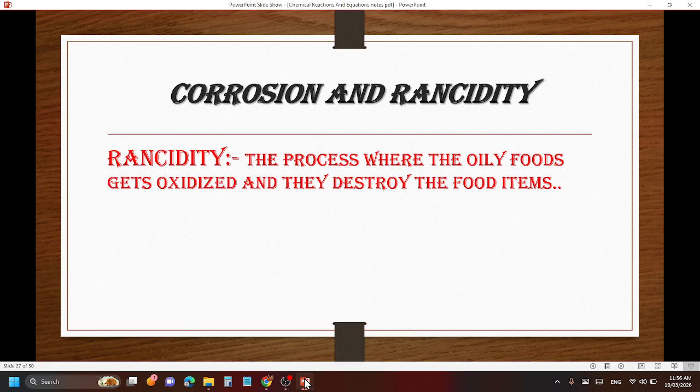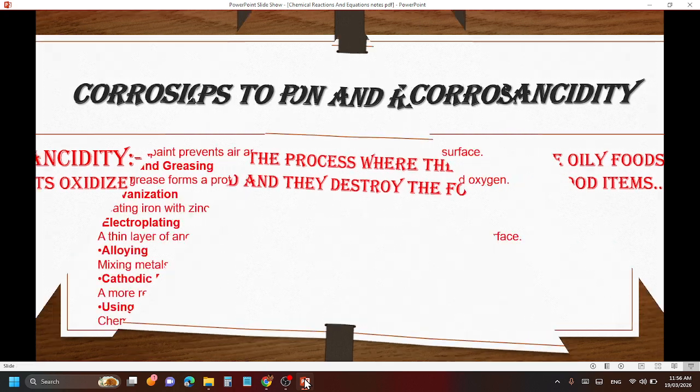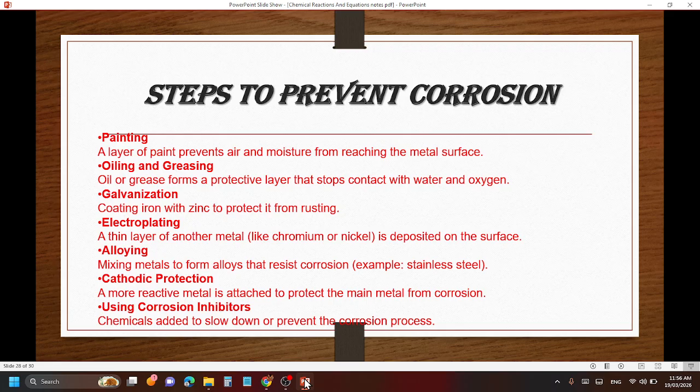Why? Because the food is rancid. Because of the action of oxygen from the atmosphere, the food items get destroyed totally, and this causes the food to become rancid, and it is also very harmful to eat as it causes food poisoning. Now, we have seen the problem. Now we have to focus on the solution.